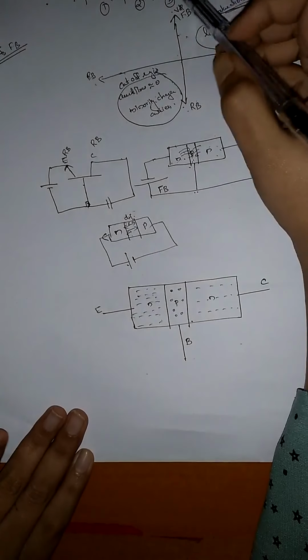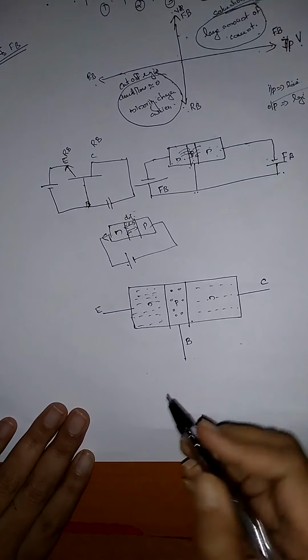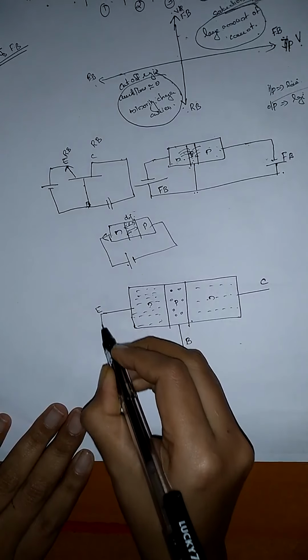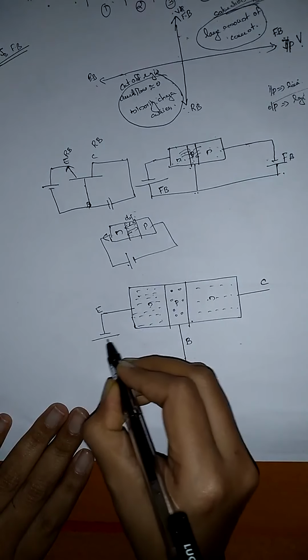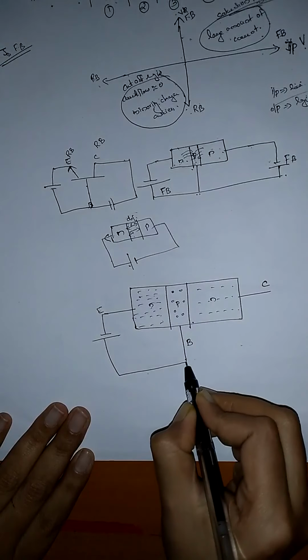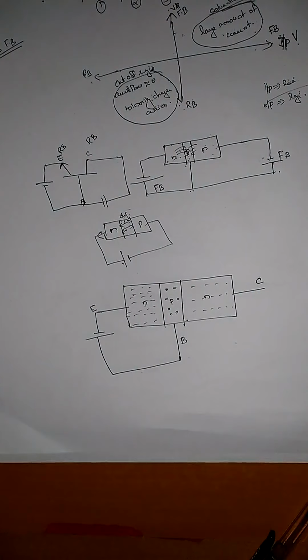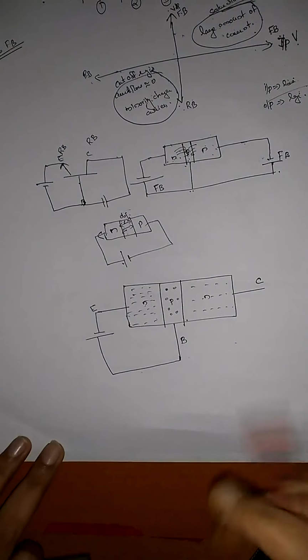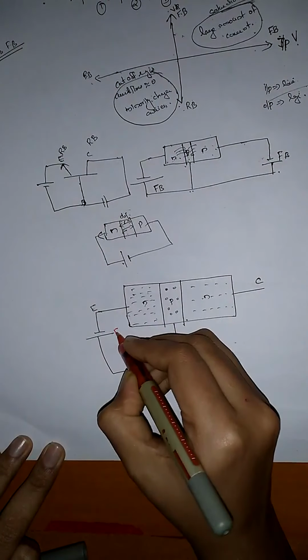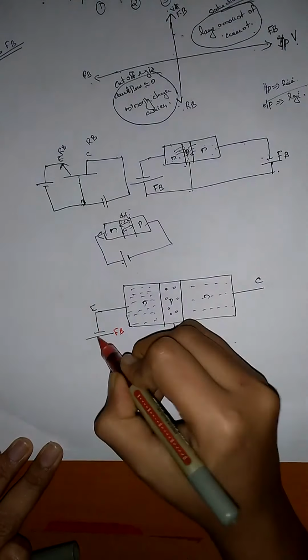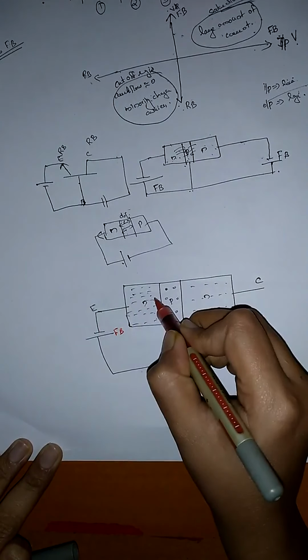So first, my input junction is forward biased. When I am giving forward biasing, N should be connected to the negative terminal and P should be connected to the positive terminal. So what will happen when I am giving forward bias? Here it is forward biased. See, N is connected to the negative terminal. So this negative terminal repels the electrons.